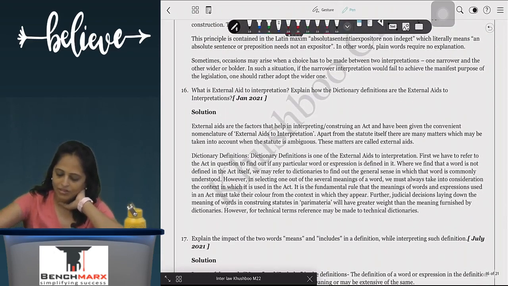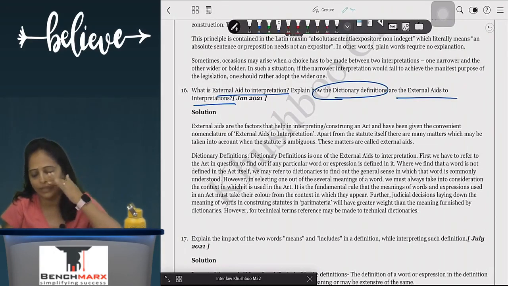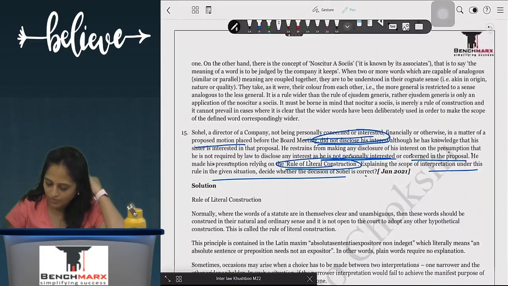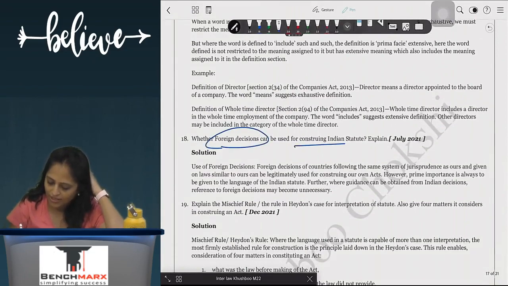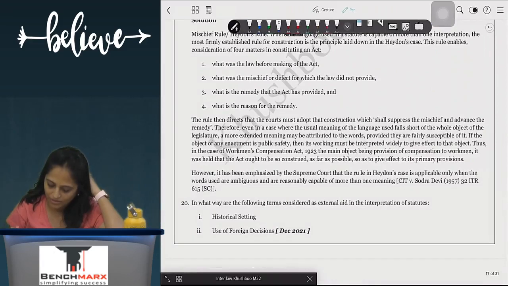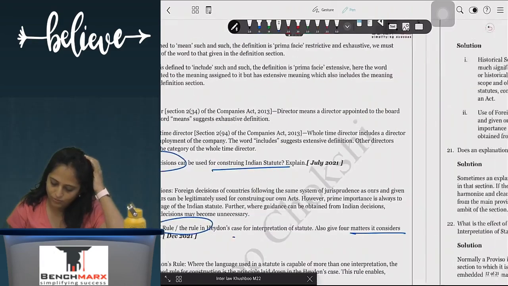What is external aid to interpretation? Explain how dictionary definitions are the external aids to interpretation. Means and includes को define करना है. Foreign decisions can be used. Mischief rule, Heydon's rule, 4 matters to be considered. How are the following external interpretation? Historical setting, use of foreign decisions.